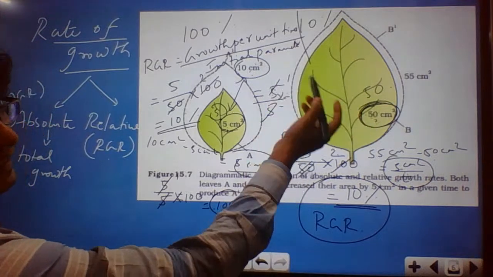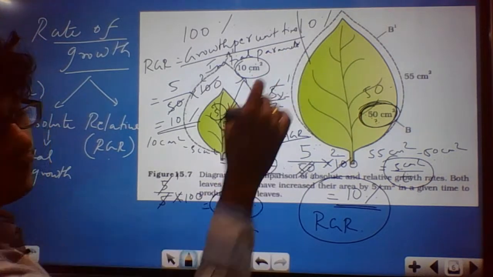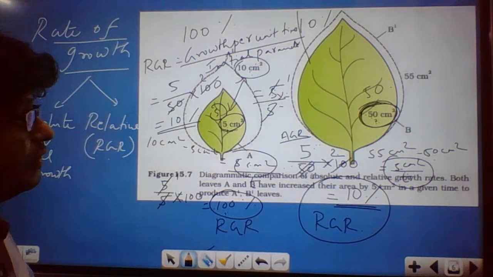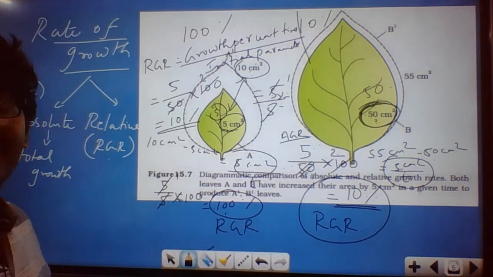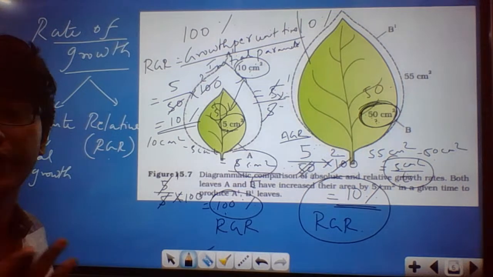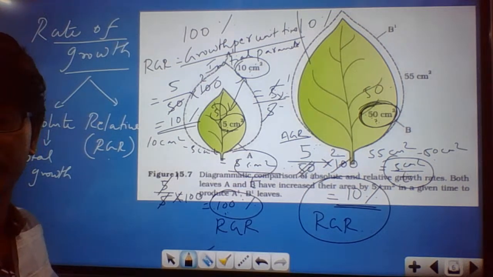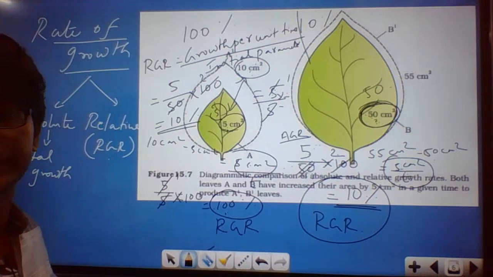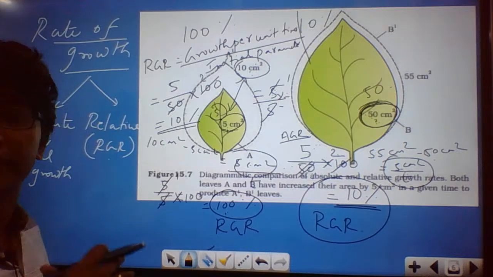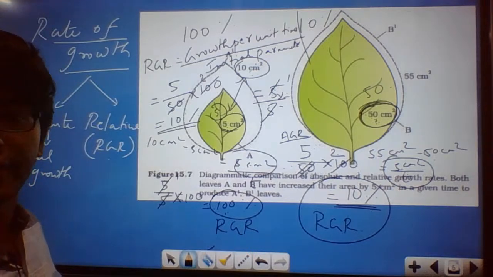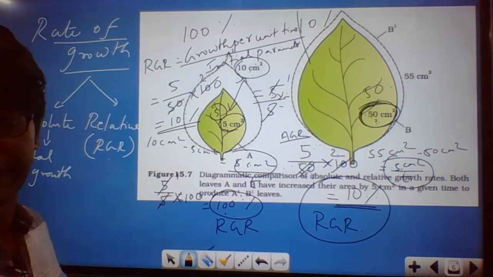If they are not asking for percentage, you just get the value 1. This is usually done mostly in leaves. Usually in the case of leaves you can perform the relative growth rate. But we cannot limit ourselves to only the leaf. In the case of stem or other groups of cells, we can also calculate, based on the dry weight and the fresh weight.